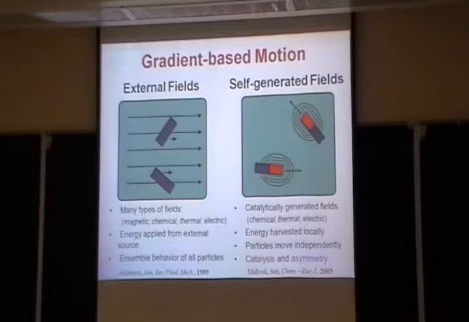And so for that, you need catalysis because you want to turn chemical energy into mechanical motion, but also you need asymmetry. Because if you generate gradients all around it, of course, there's no net force, you go nowhere. So those are the two things that you need. And we're talking about nano and micron size objects. They're too small to carry their own fuel tank, right? And so they have to use what's around them to generate the energy. Yes?